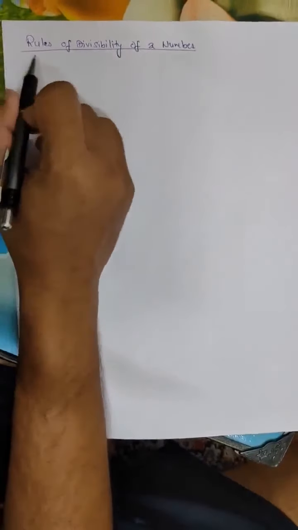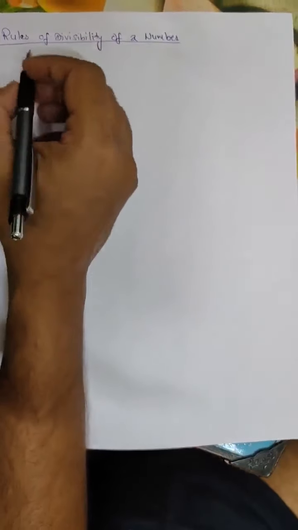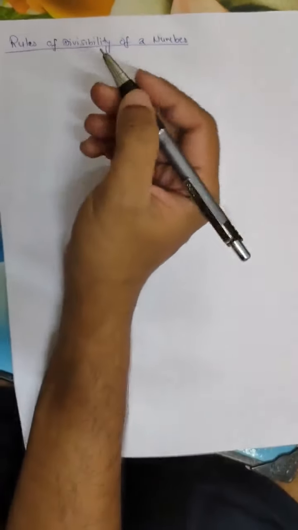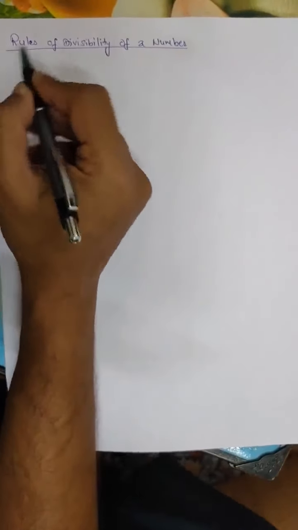Hello viewers, let's learn divisibility rules of a number. Okay, what does that mean? What does divisibility mean? Divisibility means the number gets divided by another number.